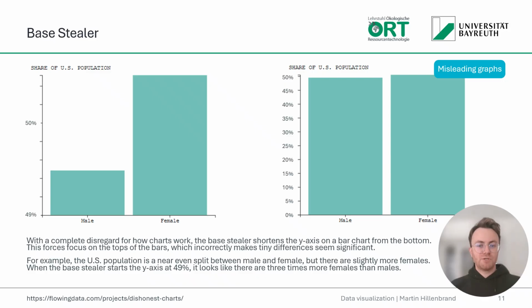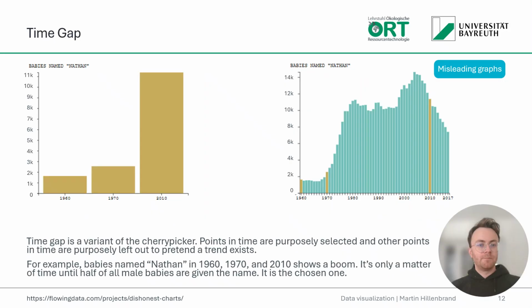Also, this is about the proportional link that we mentioned in the chapter before. So if we look at the time gap, we see on the left side, it looks like over time the data was quite rising. But if you look at the right one, you see you had a sharp increase in the beginning of the data set, but then it stabilized a little bit, you had another increase, and then it decreased over the last years till 2017. So the time gap is a variant of the cherry picker. You just choose points in time that properly fit the storyline that you want to tell.